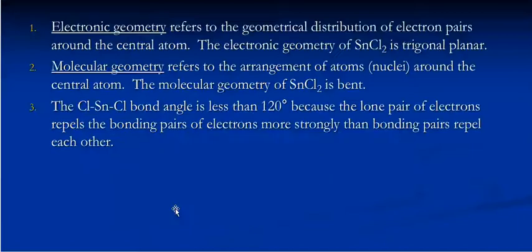Since we have a lone pair, we have to distinguish between electronic geometry and the molecular geometry. Electronic geometry refers to the distribution of electron pairs around the central atom. Electronic geometry is trigonal planar for SnCl2 because there are 3 regions of high electron density. Molecular geometry refers to the arrangement of atoms around the central atom. The molecular geometry of SnCl2 is bent. I want you to know the molecular geometries. Anytime you have a lone pair of electrons, the electronic and molecular geometries will be different.